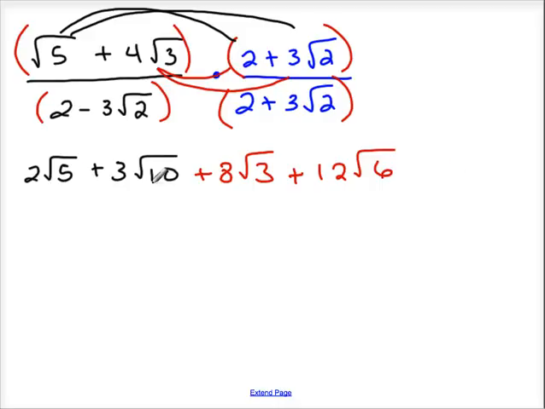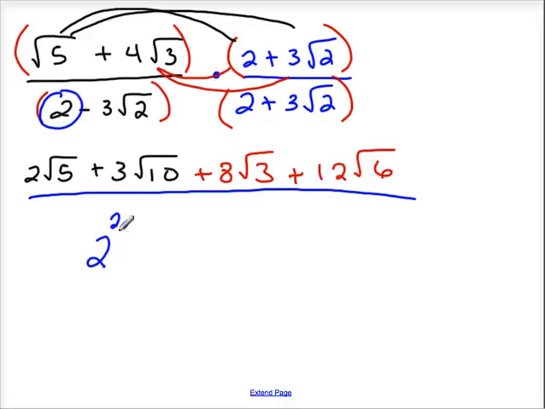Can I simplify anything in my radicals? Can I simplify radical 5, radical 10, radical 3, radical 6? Can't do anything, so my numerator stays just the way it is. And my denominator. So I'm going to take a shortcut on this one. Pretty much what you're doing is you're taking this first term, 2, and you're squaring it. You have a negative times a positive, which is a negative. And then you're taking the last term, 3 radical 2, and you're squaring this one.